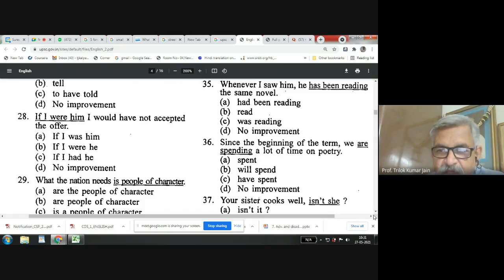Since the beginning of the term, we are spending a lot of time on poverty. Since the beginning of the term, we have been, or we have spent. The correct answer is C. We have spent a lot of time on poverty.